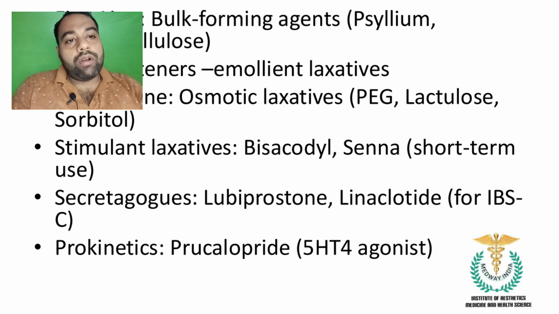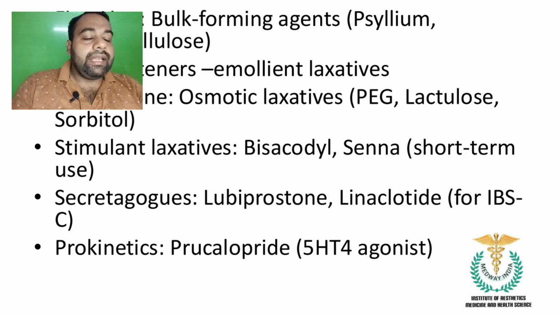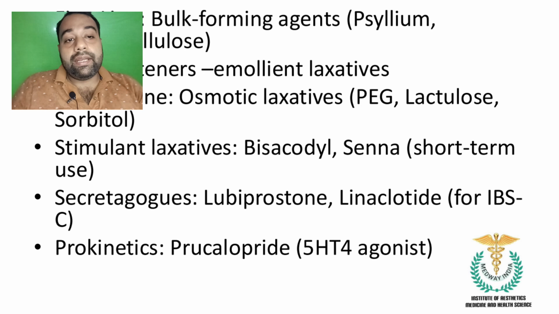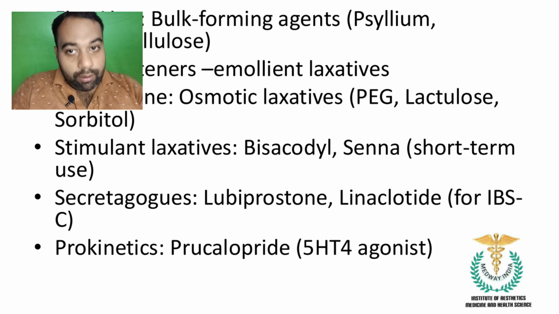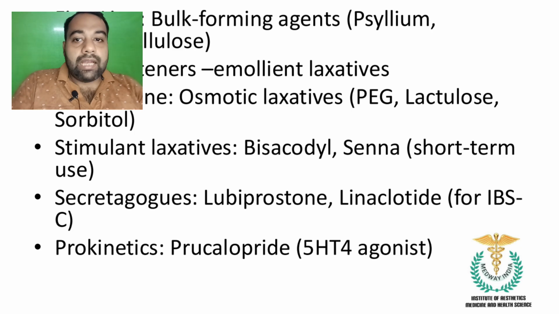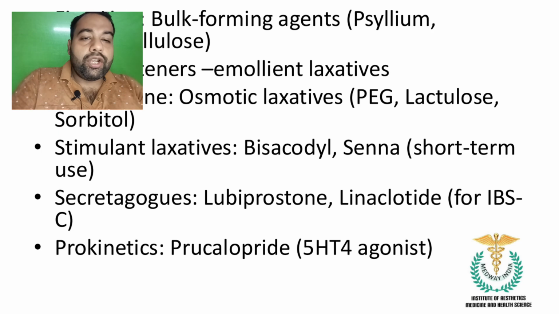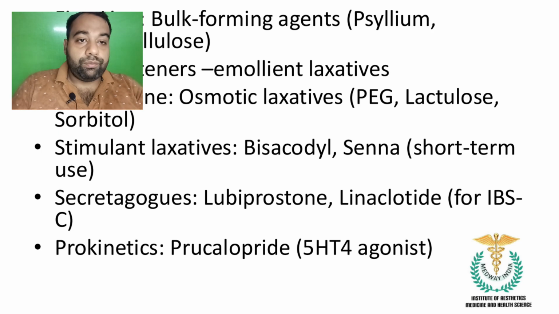Then comes your secretagogues. Your secretagogues are lubiprostone and linaclotide. They are typically used for IBS, the constipation type of IBS. But apart from that, there are prokinetic drugs like prucalopride. These are 5-HT4 agonists, right? So these are used for constipation predominant IBS as well.